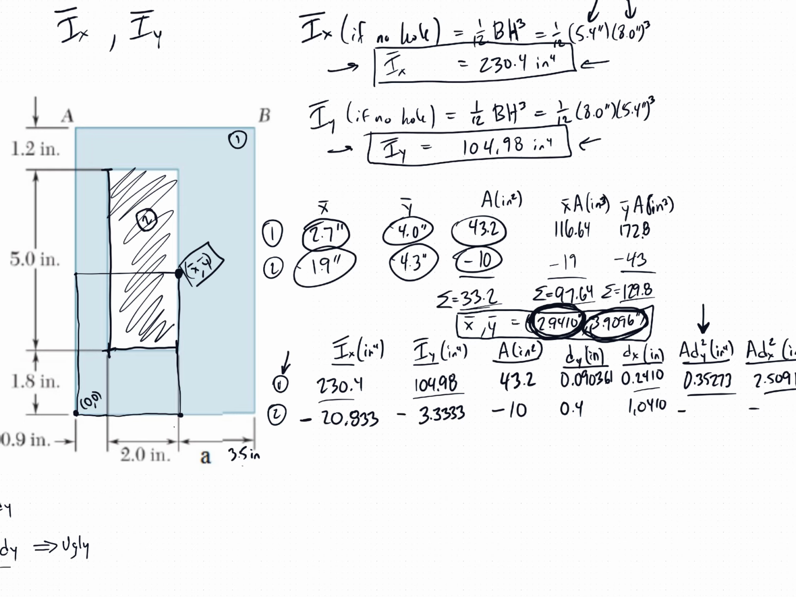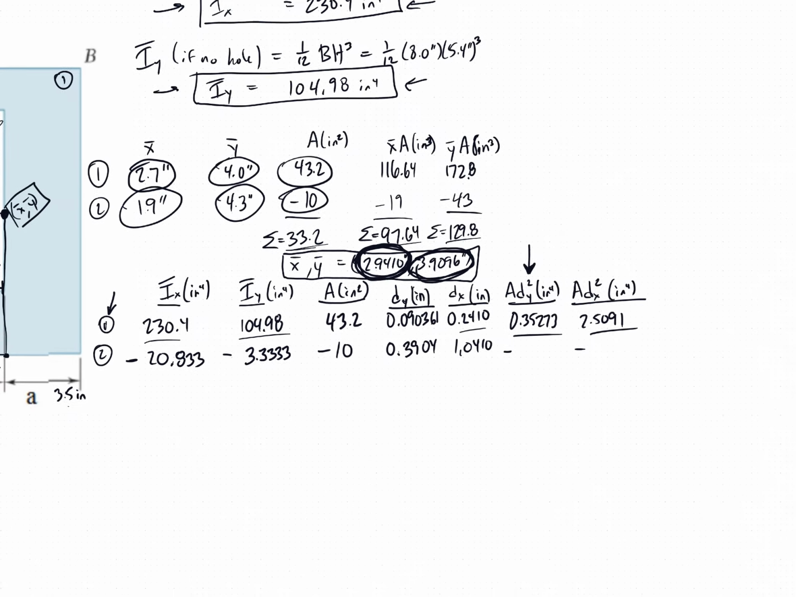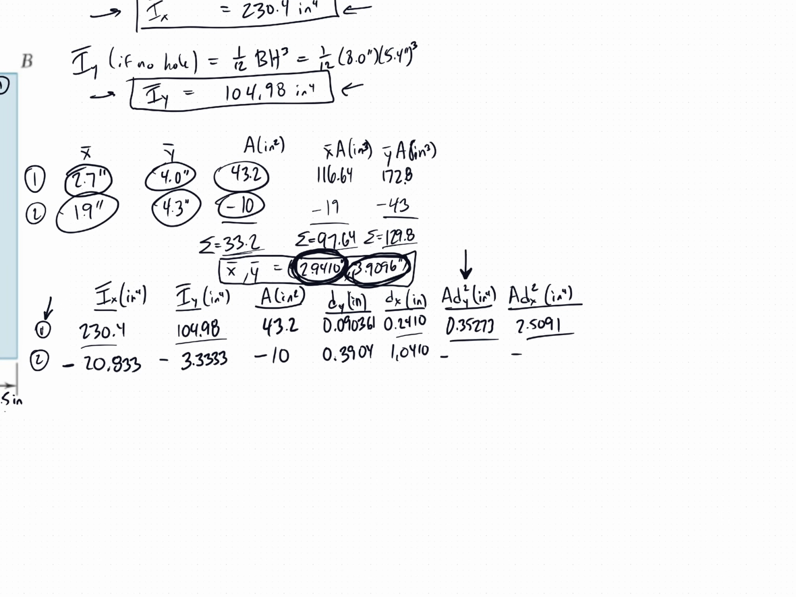Oh man, give me a second. I'll use a calculator for that one. Okay, let's try 0.3904. Okay, like that. So the A dy squared. Let's go ahead and solve all this, and we'll check those numbers in the last line first.